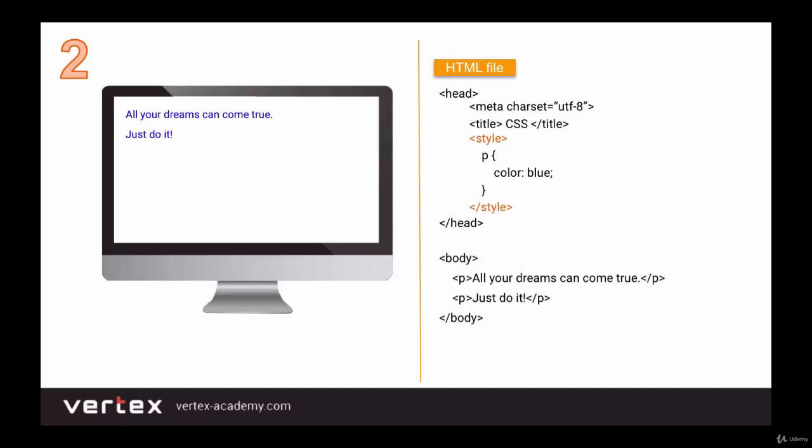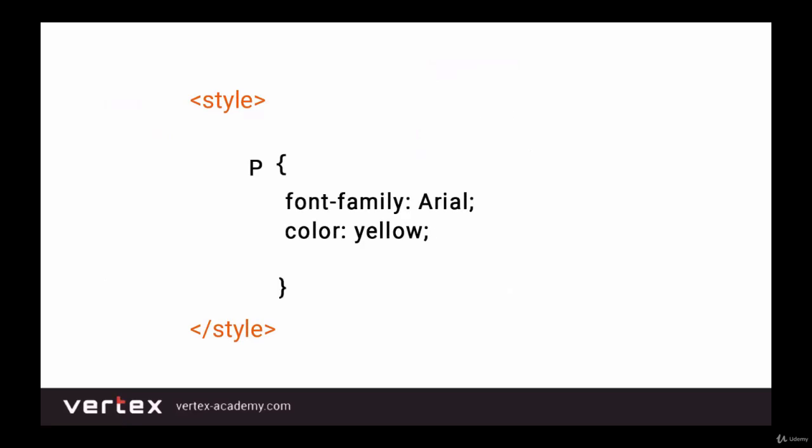Okay, let's have a closer look at our style tag. So, in our style tag, I wrote p and then a pair of curly brackets and font-family, colon, Arial, semicolon, and then color, colon, yellow, semicolon. The p tag is called a selector because among all the tags available, we're only selecting the p tags. And here, for example, color is a property and yellow is a value.